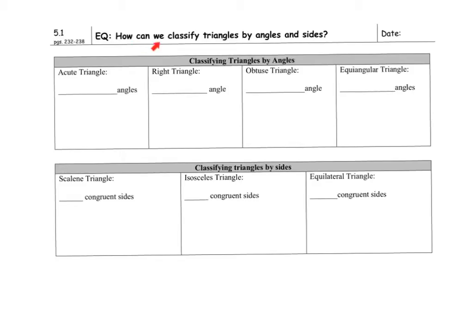Today we're going to talk about how we can classify triangles by angles and sides. So we're going to be classifying them in two ways, angles and sides. So let's first start with angles.